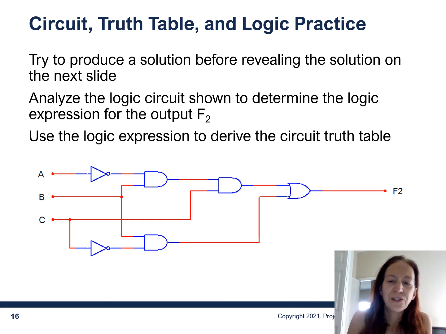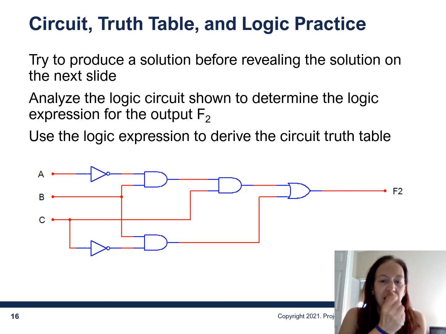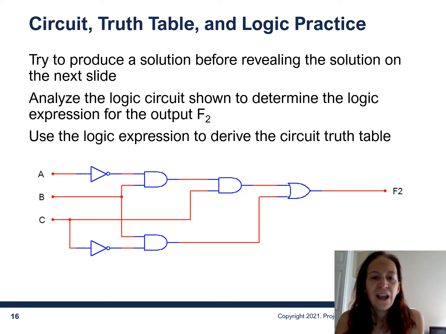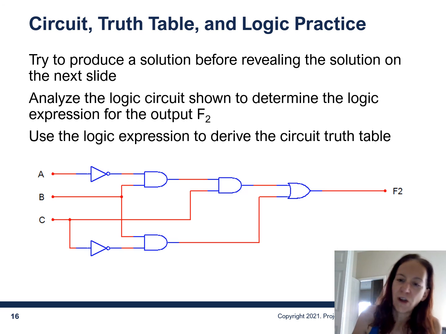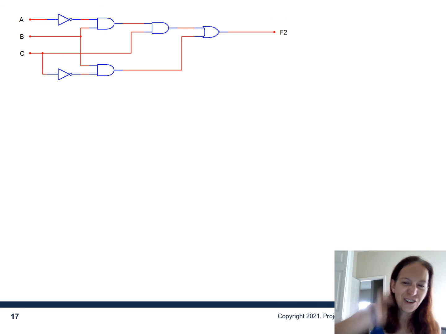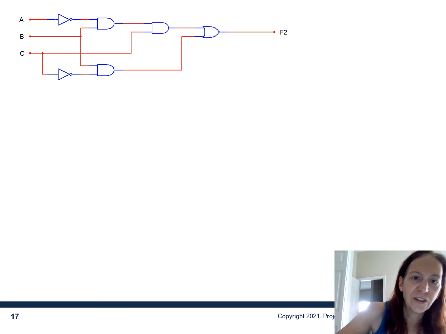Okay, so this was the one where I added the extra slide. So try to produce a solution before revealing the solution on the next slide. Analyze the logic circuit to determine the expression, and then use the logic expression to derive the truth table from it. So this was where I added the extra slide. I should have done that on the earlier one, but you live and you learn.